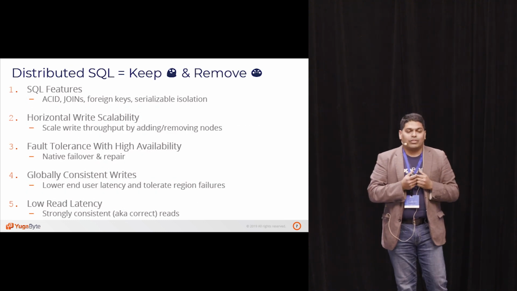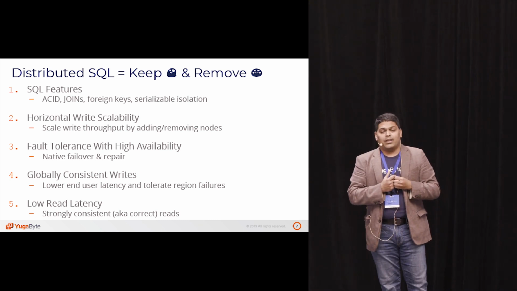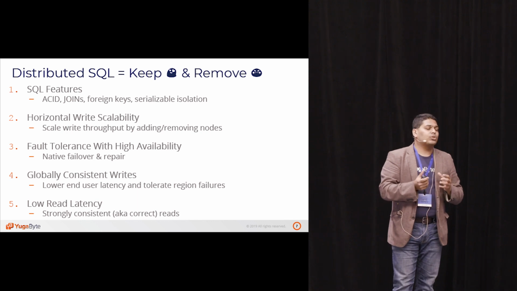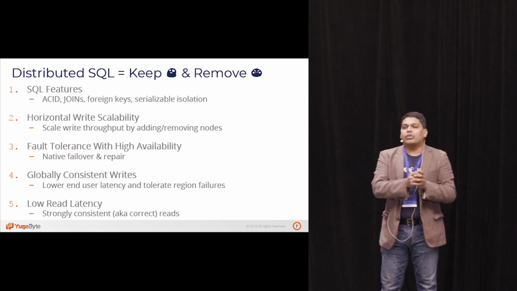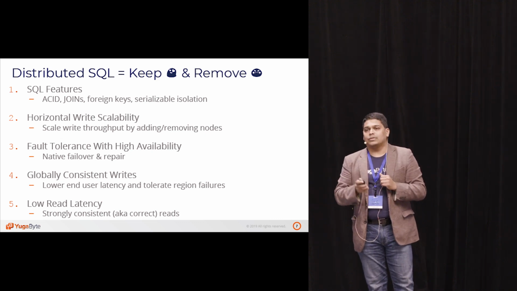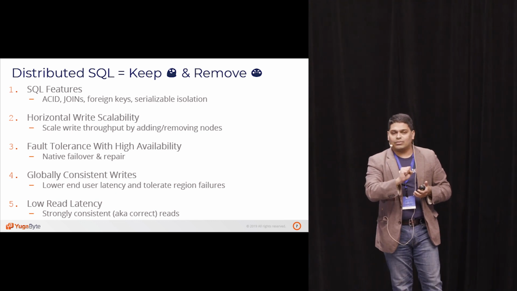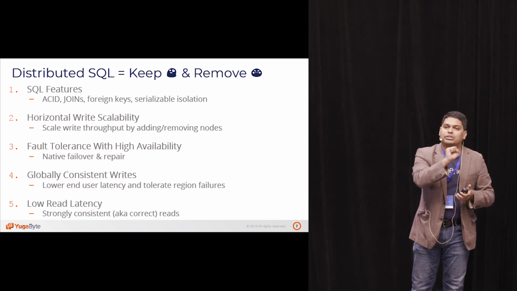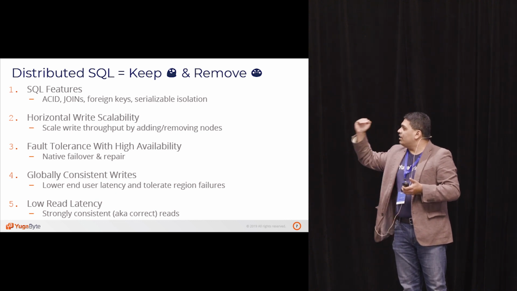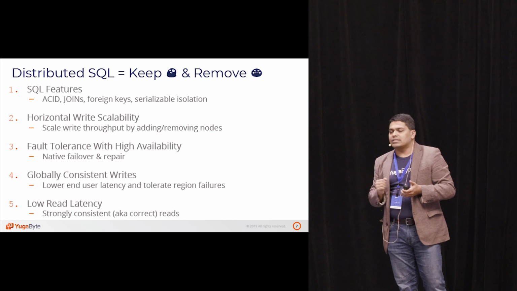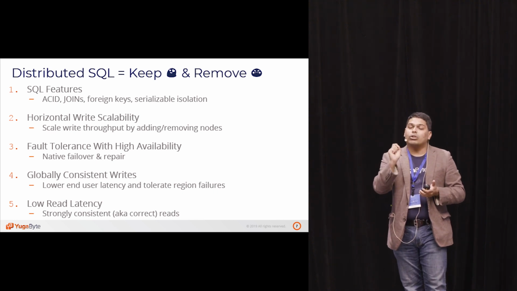So that's why we are here to talk to you about distributed SQL. Simply put, distributed SQL is about keeping all the things we love about SQL and removing everything we hate about it. What does it mean? It means keeping the SQL features intact, which makes us, as developers, happy, right? And then the horizontal write scalability, fault tolerance, and globally consistent writes are the three things that I talked about that are bad with monolithic SQL.